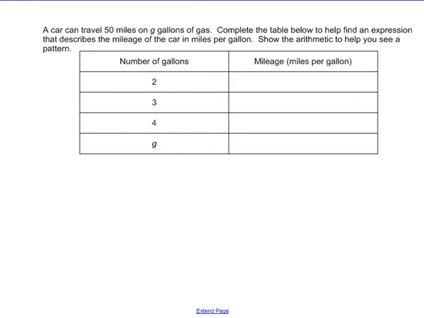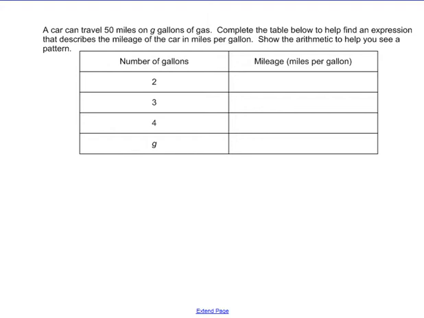A car can travel 50 miles on G gallons of gas. Complete the table below to help find an expression that describes the mileage of the car in miles per gallon. Show the arithmetic to help you see a pattern.